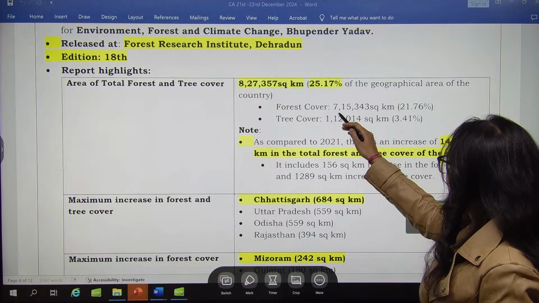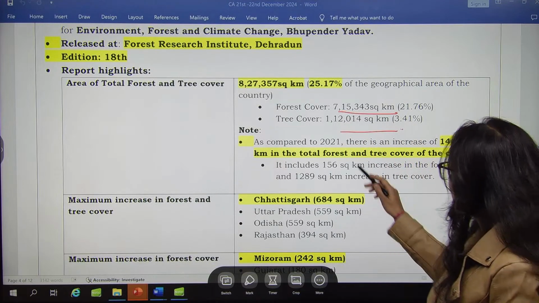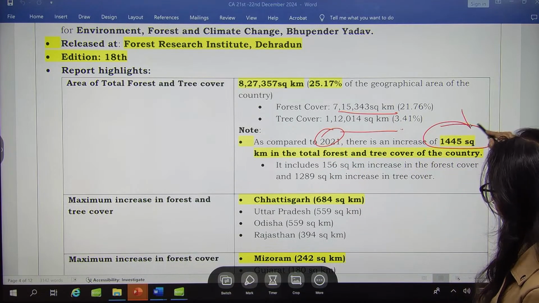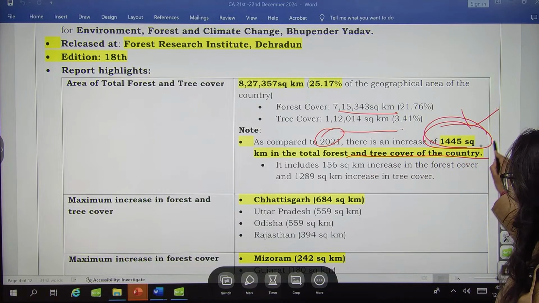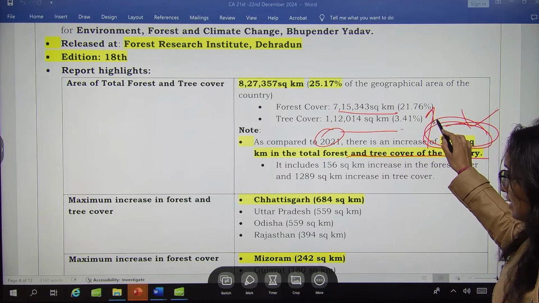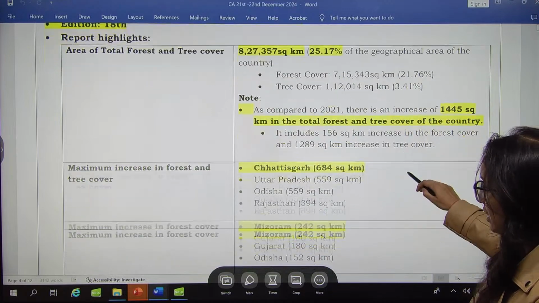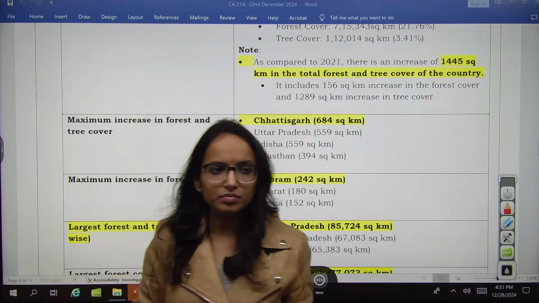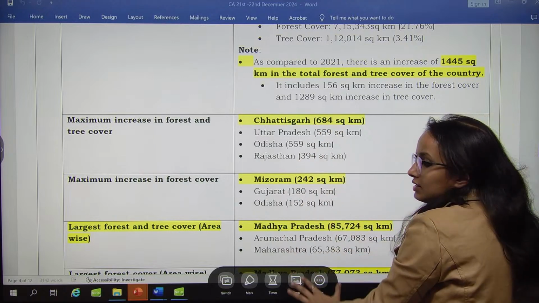Out of this, forest cover is this much and tree cover is this much. And then if you see, as compared to 2021 levels, there is an increase of 1,445 square kilometer in the total forest and tree cover of the country. So this much square kilometer is the increase, and at present this is the total forest and tree cover. If you look at the state-wise achievement, maximum increase in forest and tree cover. Remember these ranks, they are very, very important. Okay, these are direct areas of questions.